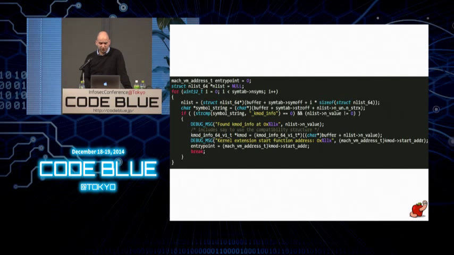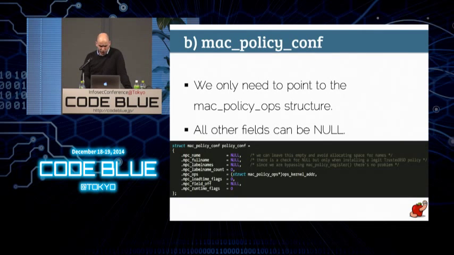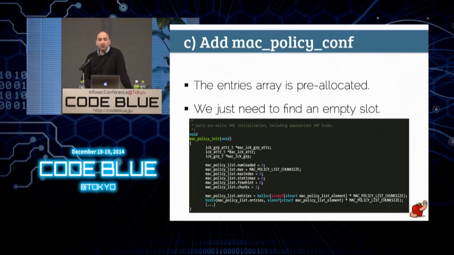So nothing very difficult. As I told you, you can put all the fields null. One thing that you don't need to worry about is that the array where all the policy modules are is pre-allocated. I think it's like 1,000 entries or something like that. On a normal Mac, you have 4 modules, so there's enough space. You just need to find a free entry, and you put your entry there. So very, very simple.